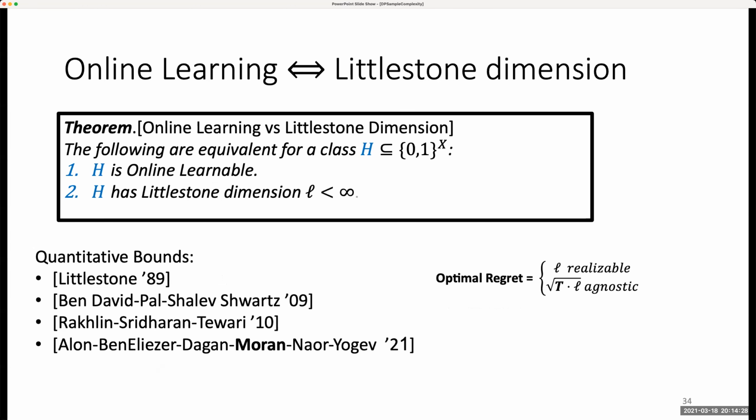And similarly, we have a similar characterization for online learning. A class H is online learnable if and only if the Littlestone dimension, which is like an adaptive VC dimension, since we have adaptive trees, is finite. And we have very similar quantitative bounds on the regret: it's L in the realizable case, if the labels come from a function in the class, and square root of t times L in the agnostic case.